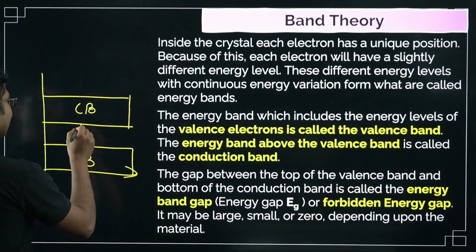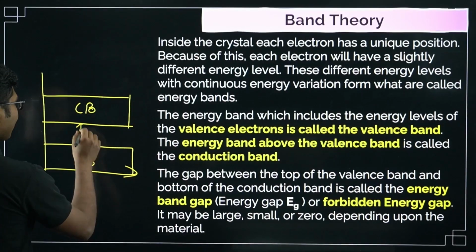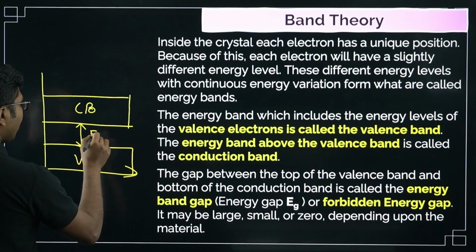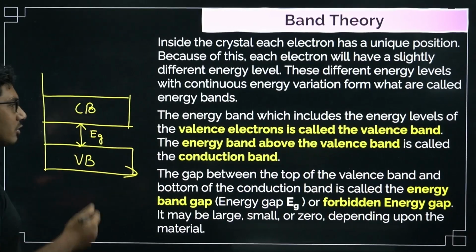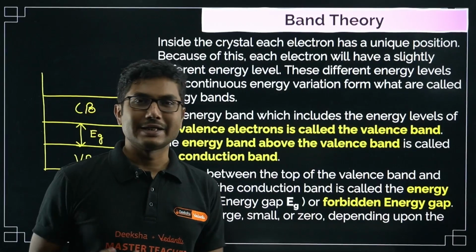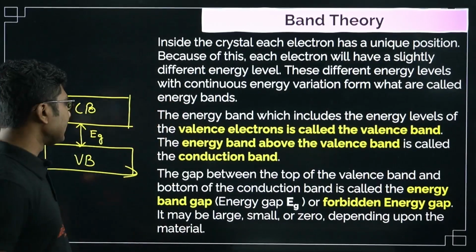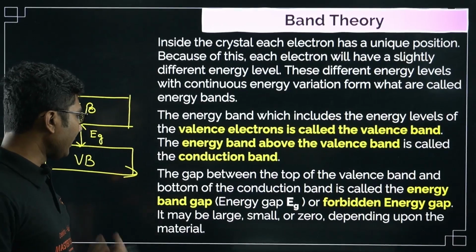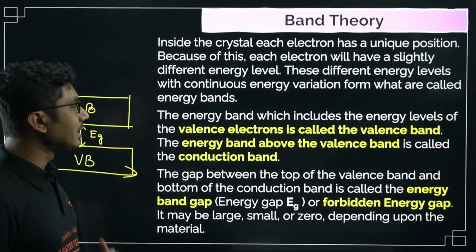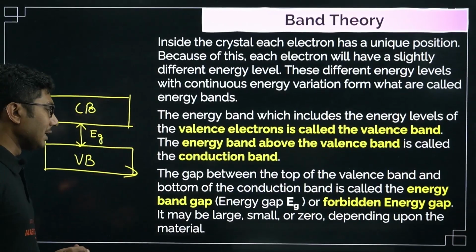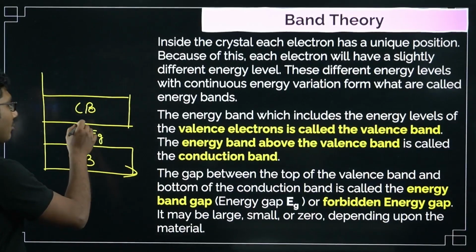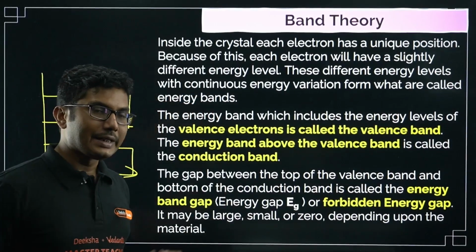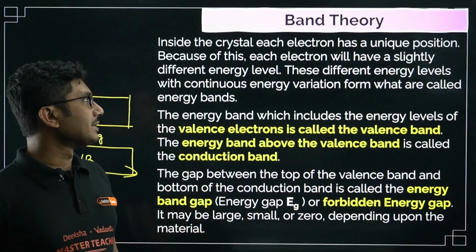Whatever the energy gap is, the top of the valence band and the bottom of the conduction band, that is called the energy gap, EG, also sometimes called the forbidden energy gap. It may be large, small, or zero depending upon the material. So remember the top of the valence band and the bottom of the conduction band, and it can be different for different elements. Let's see.